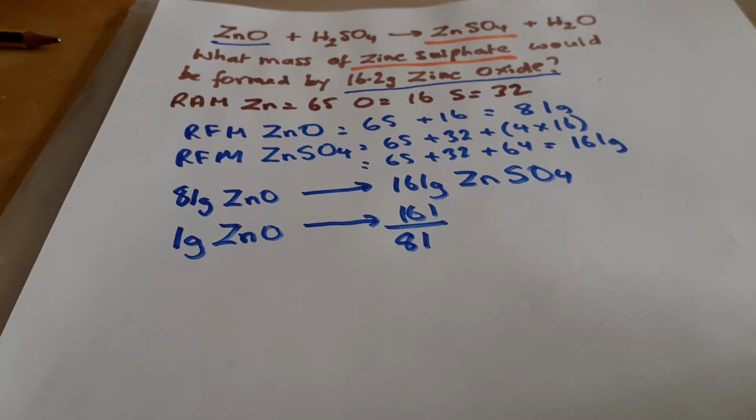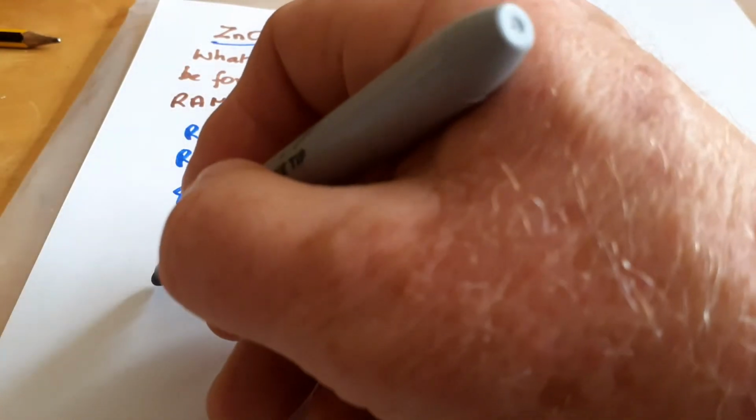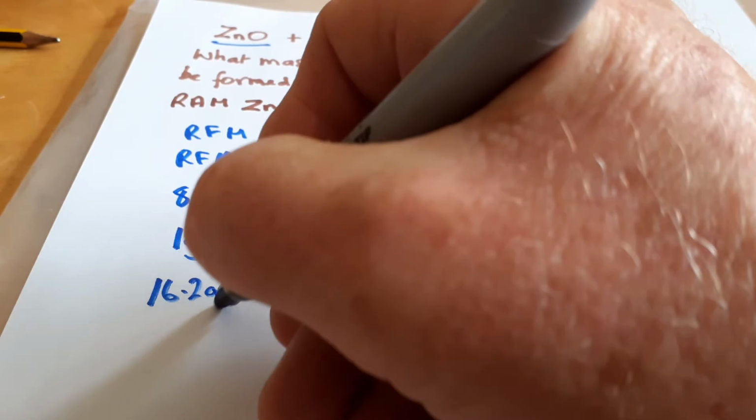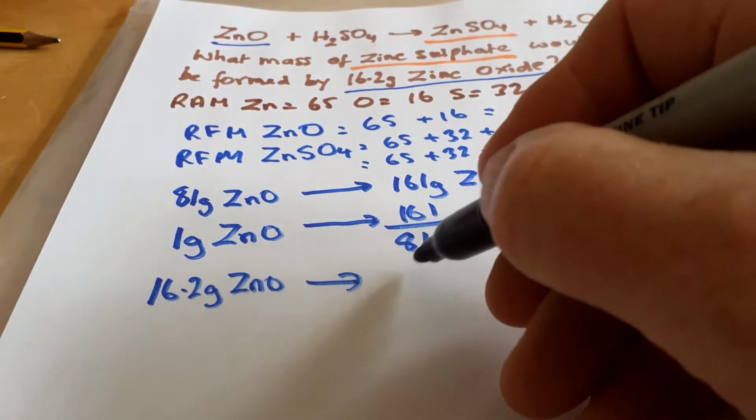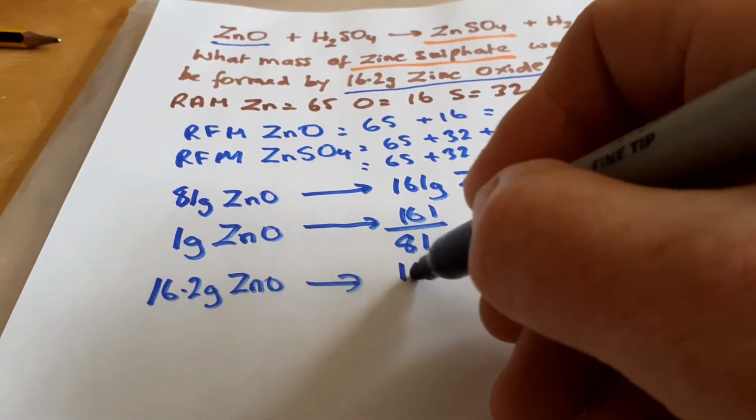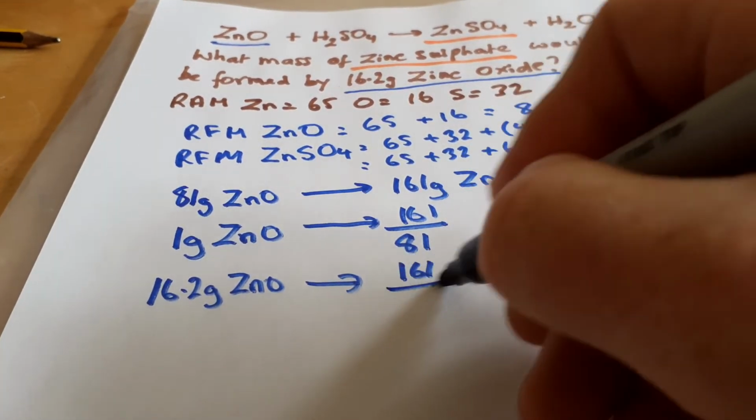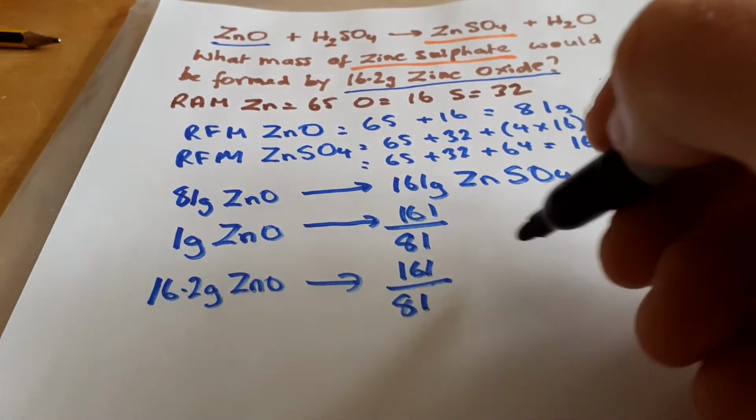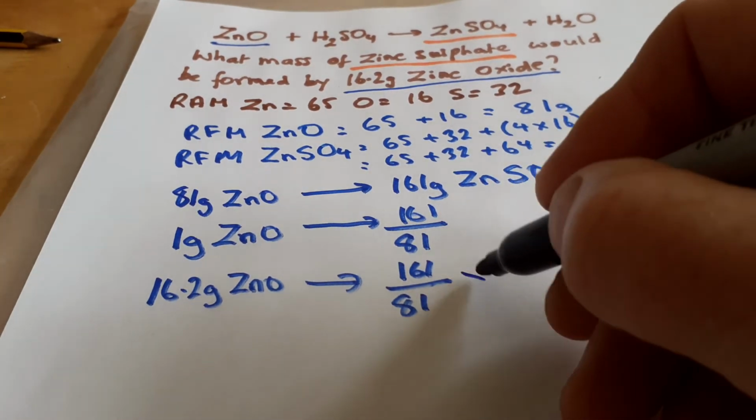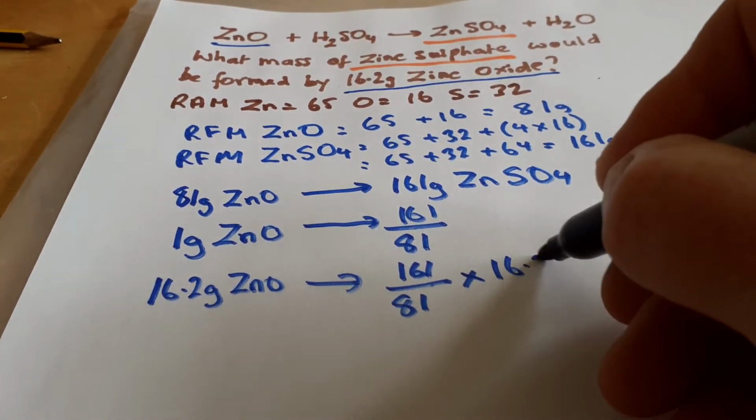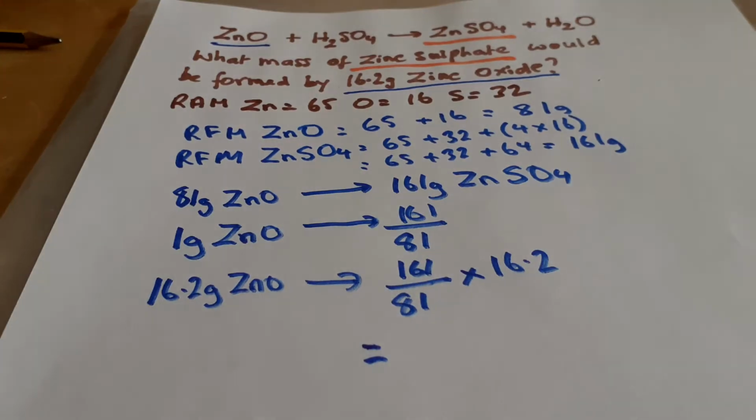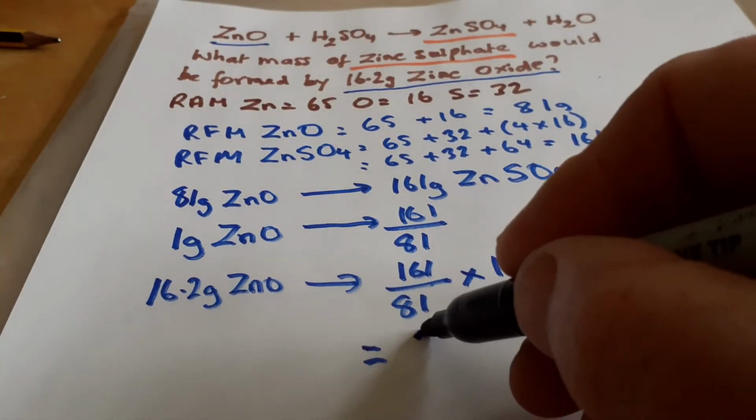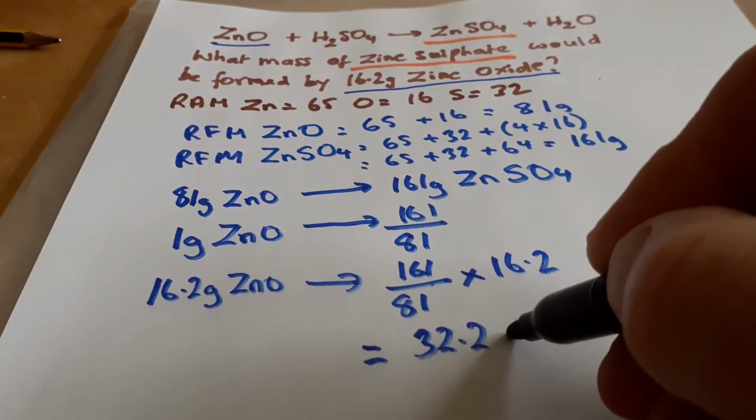Then, finally, we're using 16.2 grams of zinc oxide. So, the mass we've got will be what 1 gram will form, 161 divided by 81, and times that by 16.2, which, when we work it out in the calculator, will come out as 32.2 grams.